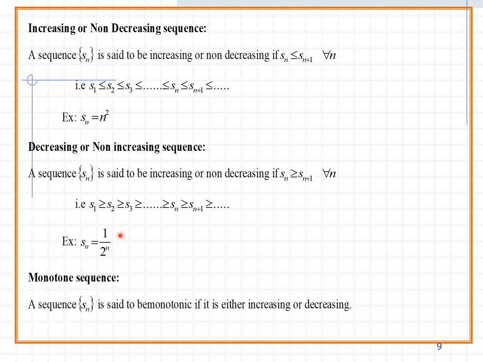Example, Sn equal to 1 by 2 power n. Here you can put n equal to 1: 1 by 2 is 0.5. 1 by 2 square, 1 by 4, is 0.25. Automatically it decreases. So that's why the sequence is called a non-increasing or decreasing sequence. Next, monotone sequence. Already I said, a sequence Sn is said to be monotonic if it is either increasing or decreasing. The sequence should either increase or decrease. That type of sequence is called a monotonic sequence.